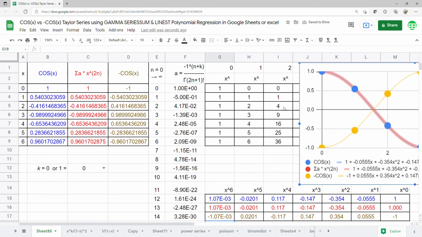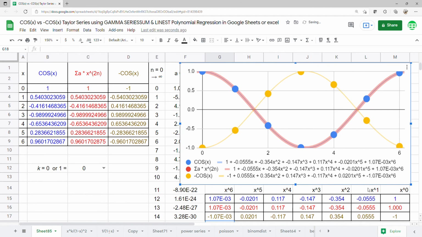So here we have the polynomial. So coefficient of x to the 0, 1, 1, negative 1. So 1, 1, negative 1. Coefficient of x minus 0.0555, 0.0555. Coefficient of x squared, negative 0.0354, positive 0.0354. Coefficient of x cubed, minus 1.47 plus 0.147. Coefficient of x to the 4th, 0.117, negative 0.117. Coefficient of x to the 5th, negative 0.0201, positive 0.0201. And coefficient of x to the 6th, 1.07 times 10 to the minus 3, negative 1.07 times 10 to the minus 3.